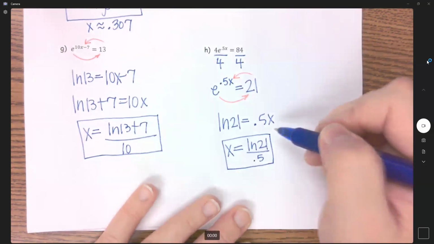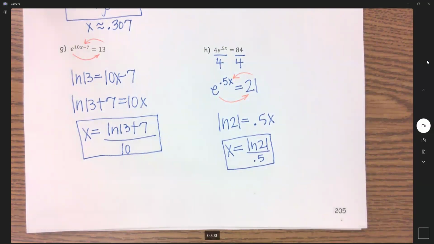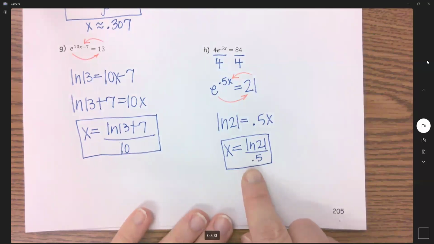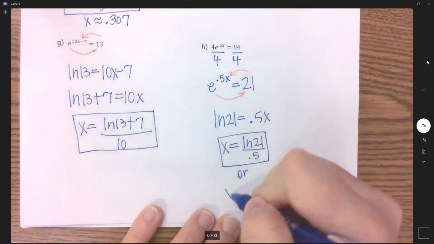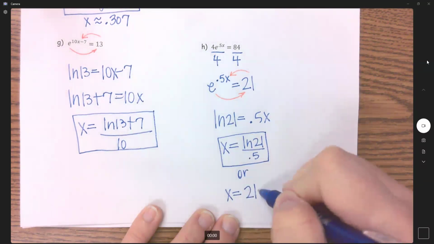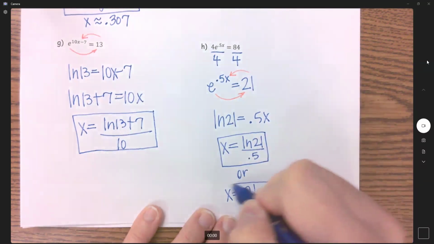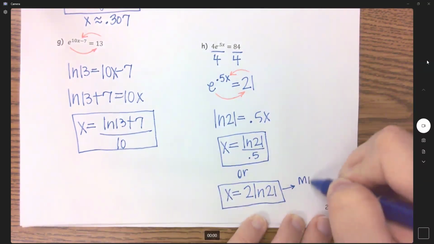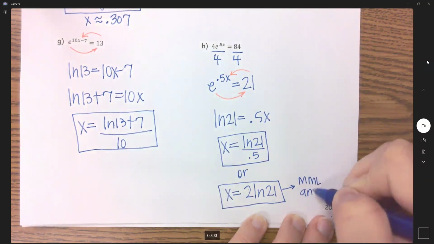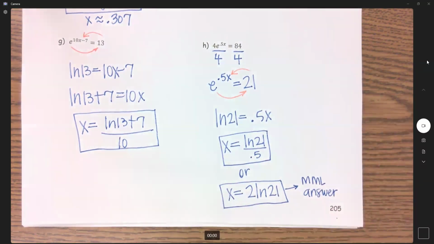Now you can try this answer in my math lab. I'm pretty sure it won't accept that as an answer. It doesn't like decimals in the denominator. And so dividing by a half is the same thing as multiplying by 2. So you might need to write that as x equals 2 natural log of 21. Okay, and when I say might, I'm like 90% confident that this is how it wants its answer.